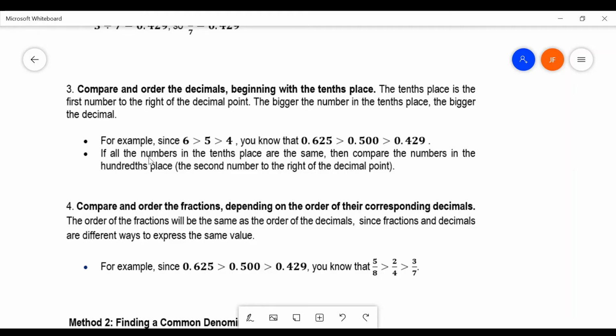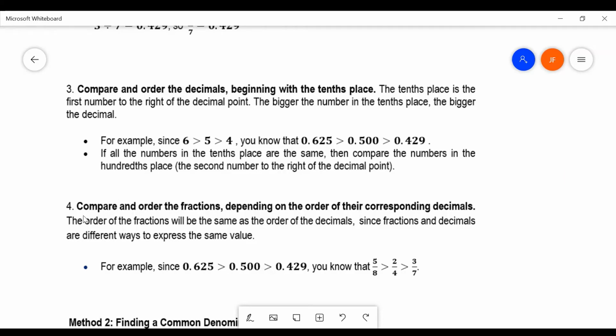If all the numbers in the tenths place are the same, then compare the numbers in the hundredths place, the second number to the right of the decimal point. And if it's also the same, then we can proceed to the thousandths place, and so on, as the case may be.